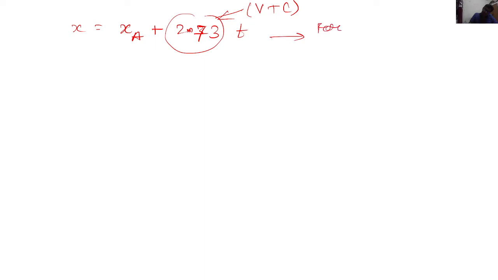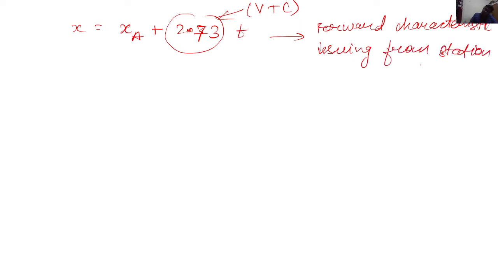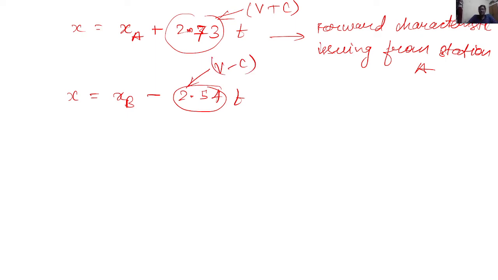So the forward characteristic issuing from station A would be x equals xA plus 2.73 times t. 2.73 is nothing but the velocity, that is v plus c, for the forward characteristic issuing from station A. Similarly, x will be equal to xB minus 2.54 times t. 2.54 was for station B, the v minus c term. Why minus? Because we are assuming that movement from left to right will be positive. Hence, this minus is coming up.